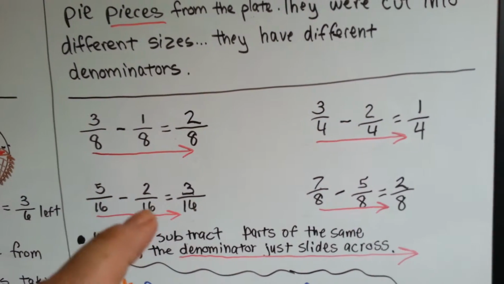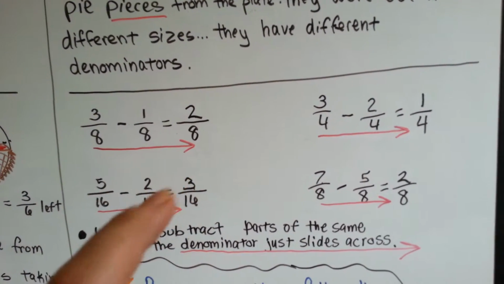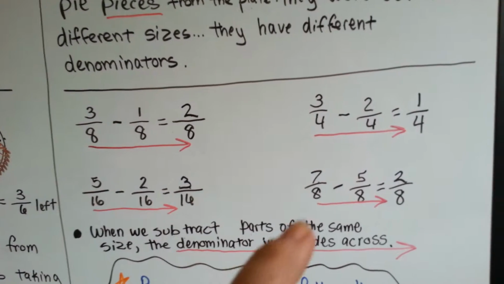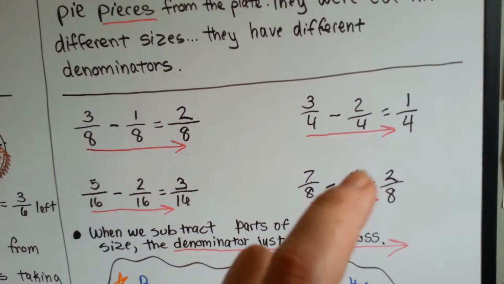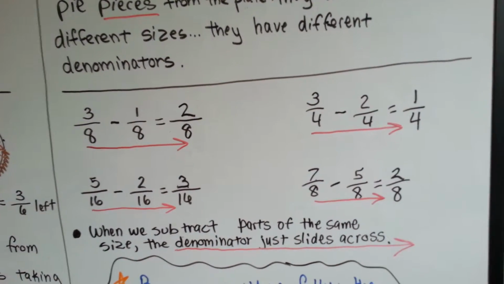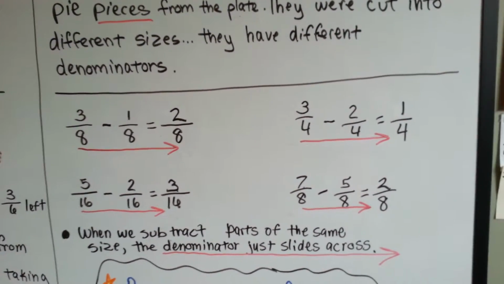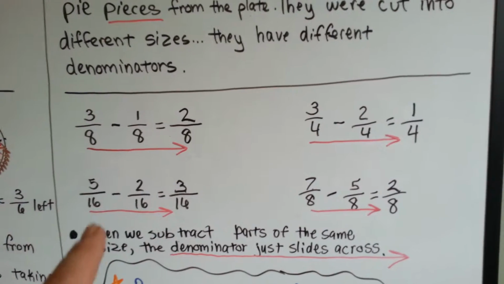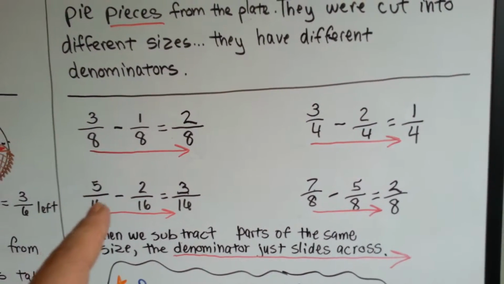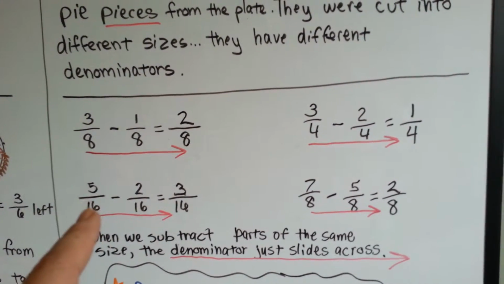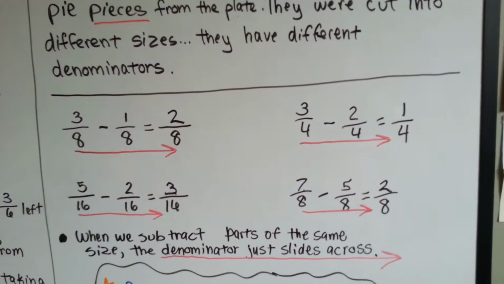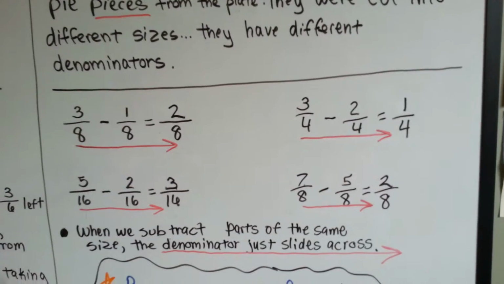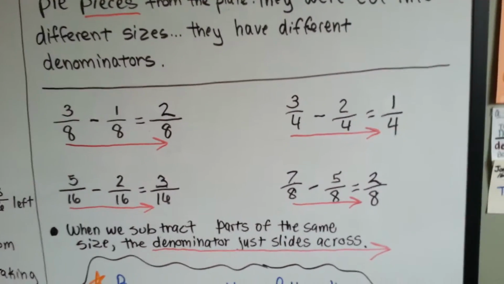5/16 take away 2/16. 5 take away 2 is 3. We slid the denominator across. 7/8 minus 5/8 is 7 minus 5 equals 2. We slid the denominator across, see? Because they were all cut into the same size pieces. This piece here, a 16th, is a 16th like here. So we're dealing with pies that are cut into the same size pieces. So we just take them out of the pie plate, okay?